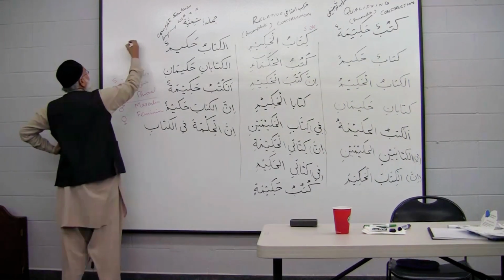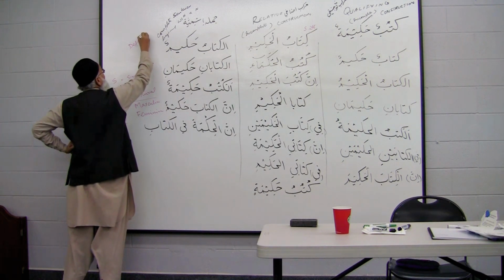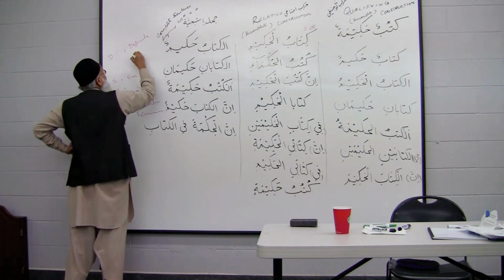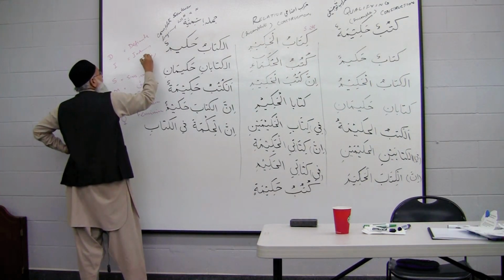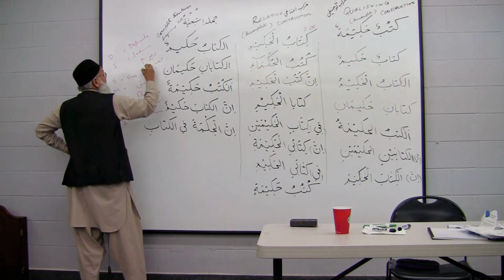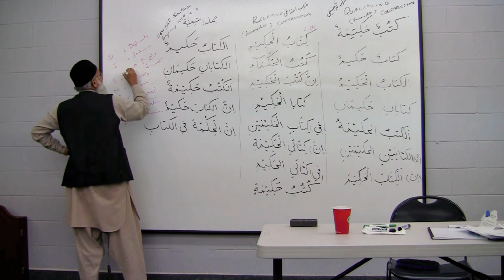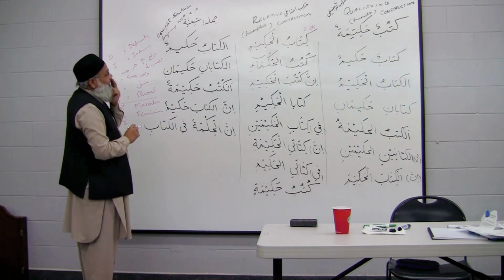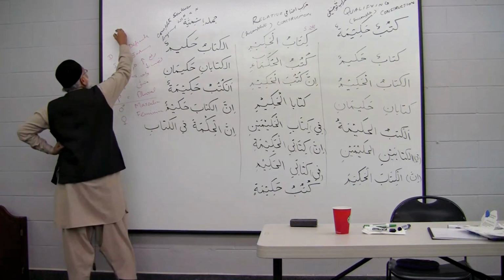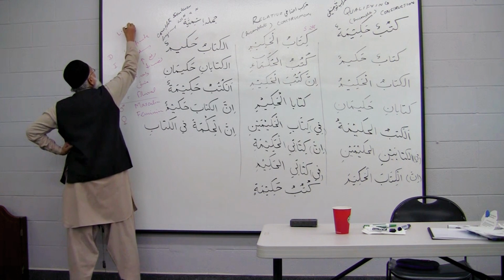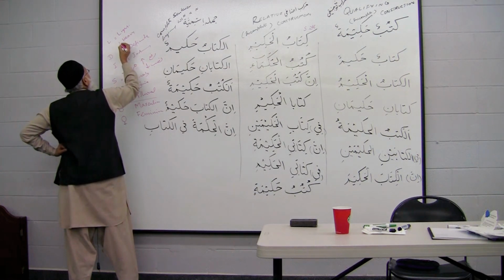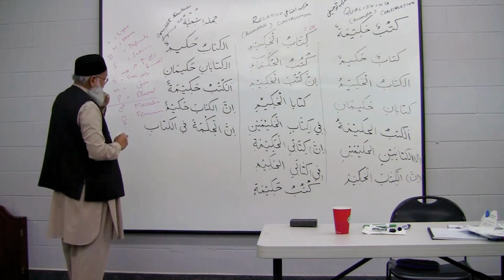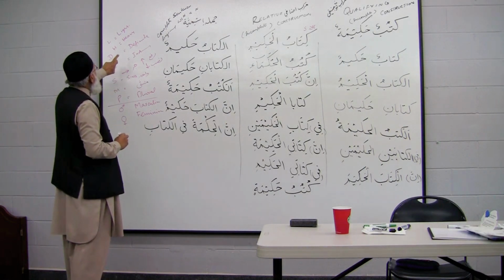Then for definite, we'll have D. For indefinite, I. Then we already had the signs of Rafa, the upward arrow; Nasab, the downward arrow; and Jar, the forward arrow. What else? Light and heavy. For light, we'll have L, and for heavy, we will have H. Okay.